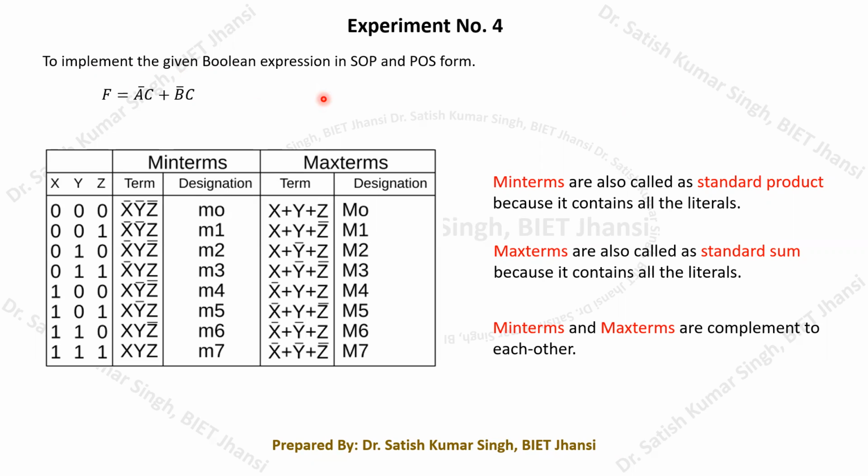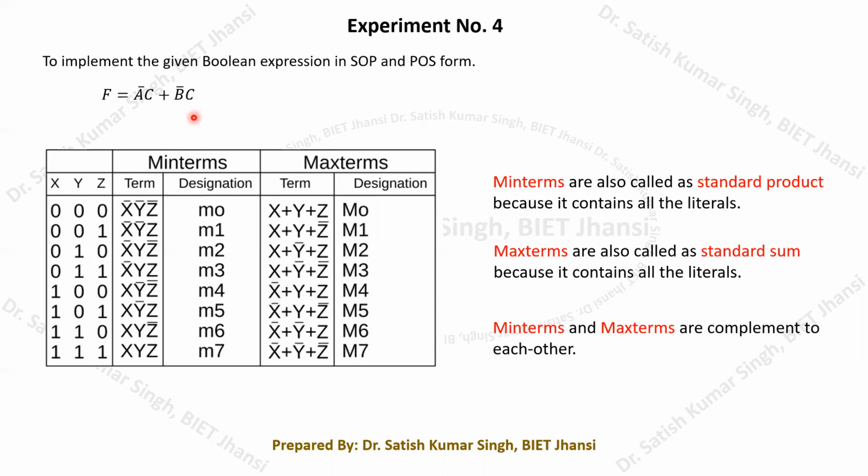Generally, to implement any Boolean expression in these two forms, either a Boolean expression may be given, or there may be a truth table given. In both cases, we actually obtain the Boolean expression in SOP form or POS form. Sometimes there may be a statement given, and from the statement we have to obtain the truth table, and from the truth table we have to obtain the Boolean expressions in SOP and POS form.